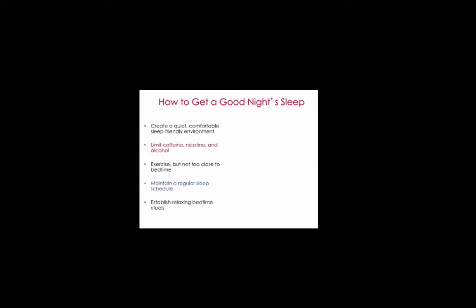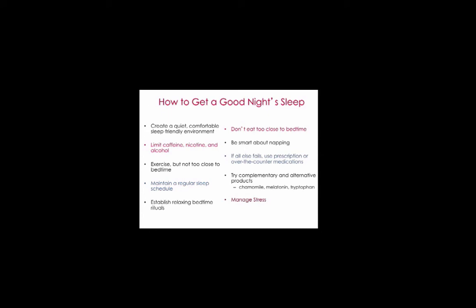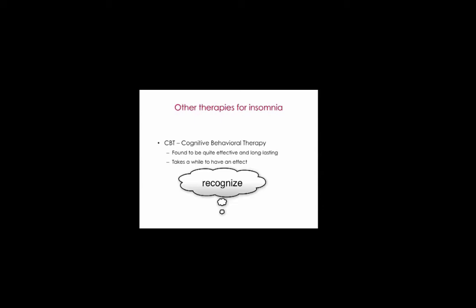What are some suggestions for getting a good night's sleep? You can certainly pause this and have a look to see what works for you. Other therapies for insomnia include cognitive behavioral therapy. Again, what you're trying to do is recognize what it is that is impairing your ability to fall asleep. For some, it has been shown to be very effective and long-lasting, but it may take a while to have an effect. Some folks have tried alternative remedies like kava, chamomile or melatonin or even the amino acid tryptophan. Results will vary.